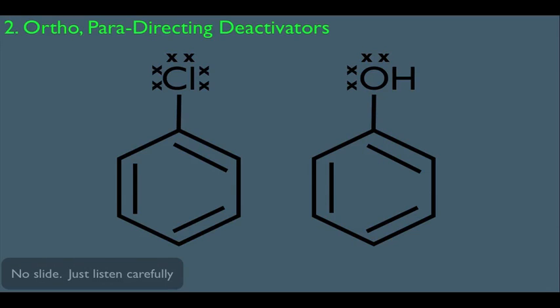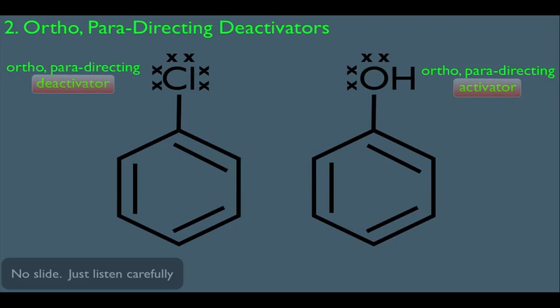Think about this. We just learned in this lecture that Cl, the halogen, is an ortho-para-directing deactivator, whereas OH, in the previous online lecture, we learned is an ortho-para-directing activator. Which remember means that since Cl is a deactivator, it makes the ring less reactive, whereas OH is an activator, it makes the benzene ring more reactive. And we even talked about why.